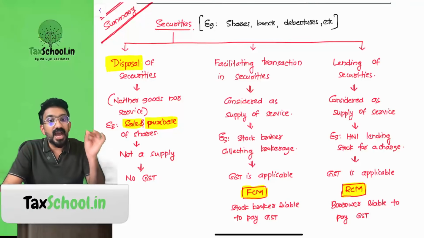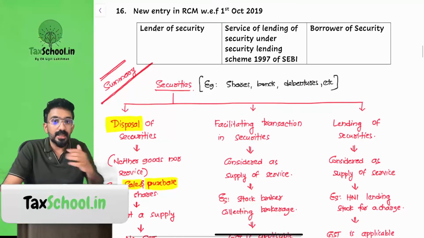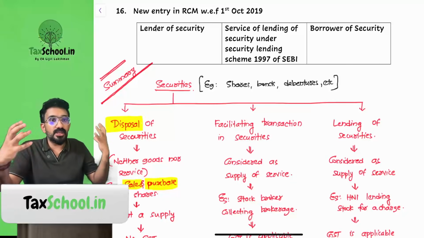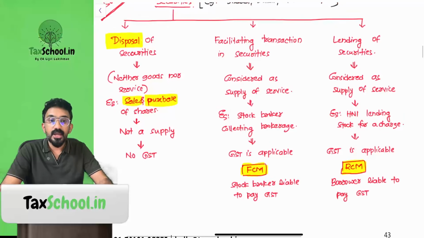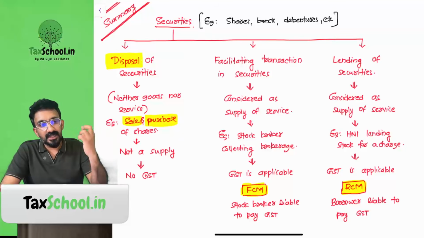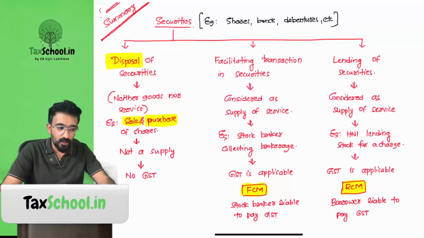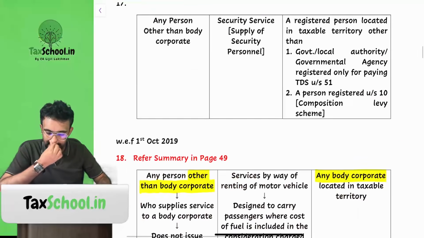I've given an example. A high net worth individual is lending the stock for a charge. When lending of securities is happening, there will be a lender who says, I have 1,000 Reliance shares, I'm lending this. Somebody is borrowing the shares from me. Would that be taxable? It will be taxable under reverse charge. Who will pay? Borrower will pay the GST. So if I'm getting 10,000 rupees as rental charges for 6 months, I will only get 10,000. No GST. GST will be directly paid by the borrower. That's your summary understanding for security lending.